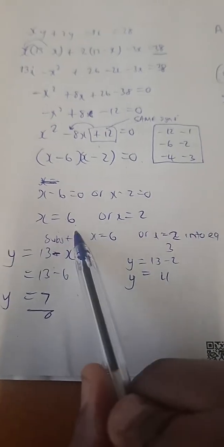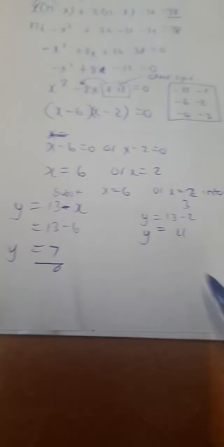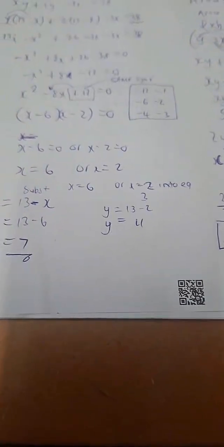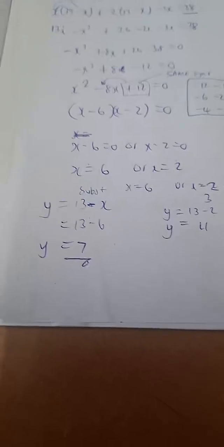Go and solve for x. I am waiting to get my values. So once we have the x values, we then go and substitute these x values into equation 3. 6 can be substituted in the place of x. 13 minus 6 is 7, so y is 7. 2 can be substituted in the x. 13 minus 2 is 11. Those are my two values. Y as well. X is that, whereas my y values are that.